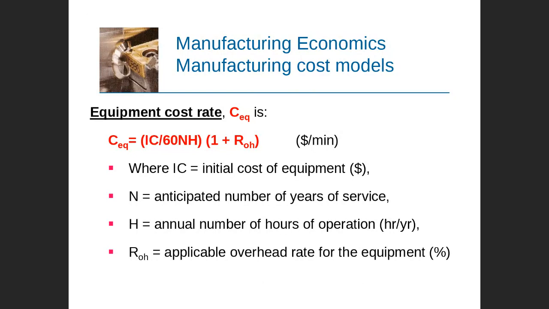If you remember, this is the previous equation of CEQ. And now multiply by the percentage. So if you added 30%, 40%, 50% additional ROH, then you multiply by 1.3, 1.4, 1.5, and so on. Then you get the new CEQ. And in this way, you can modify the cost equation.